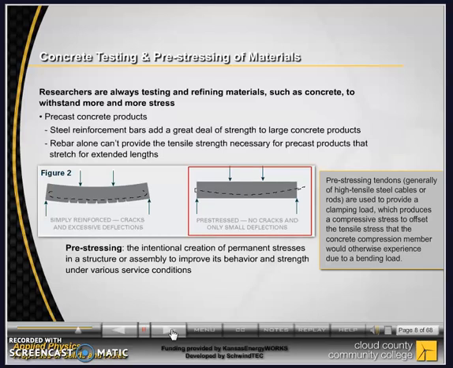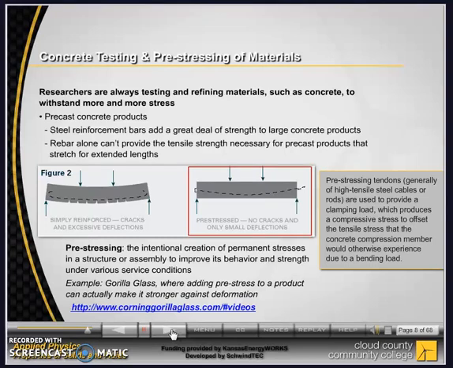One can also find this idea in Gorilla Glass, where adding pre-stress to a product can actually make it stronger against deformation. Here is a great link to the Corning Glass Factory website, which can assist you in learning more about this unique material.